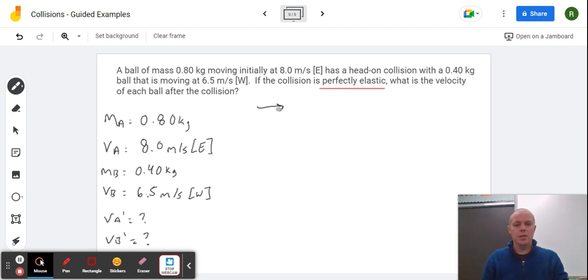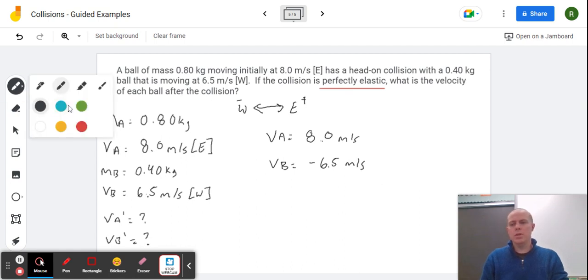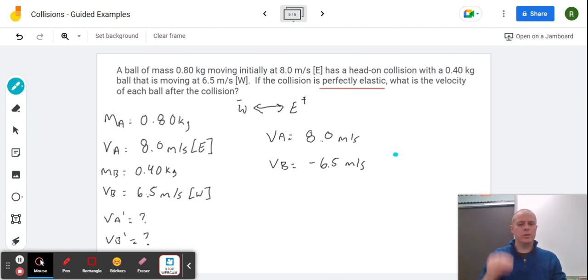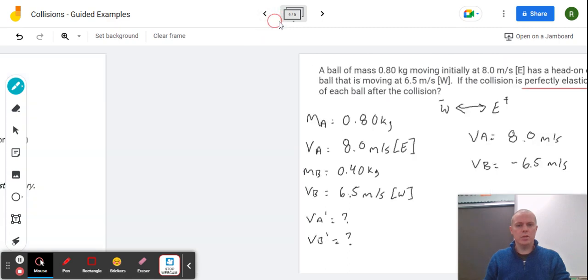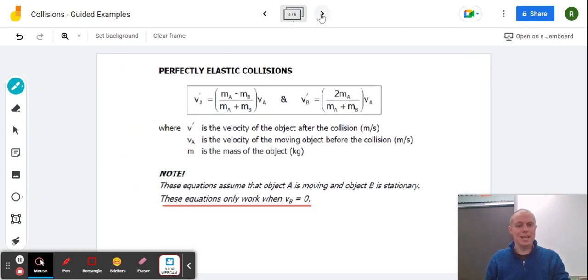Okay? So I'm going to say for this problem, east is positive, west is negative. So VA is 8 meters per second, and VB is negative 6.5 meters per second. I want to make one of these 0. I'm going to make VB 0, right? Because this equation only works if VB is 0.